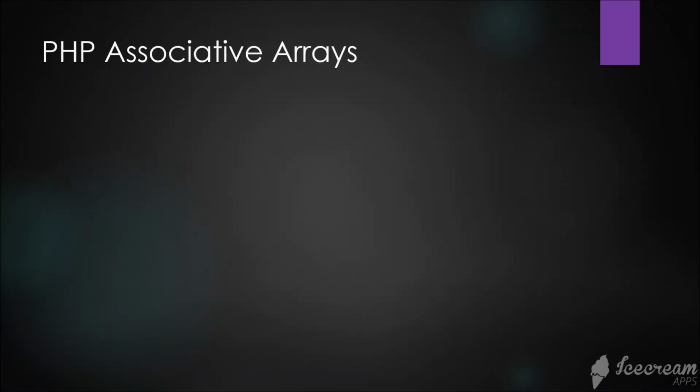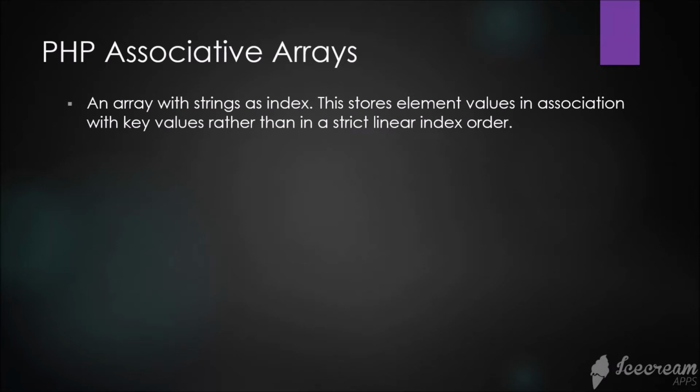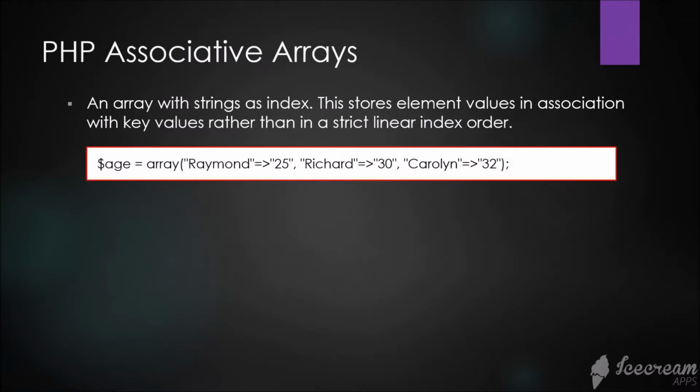Okay, next array that we have is the PHP Associative Arrays. An array with strings as index. This stores element values in association with the key values rather than in the strict linear index order. So we have here our sample array. So the index, comparing to numeric, this one is the index, is string. Okay? Then the value, of course, is here.